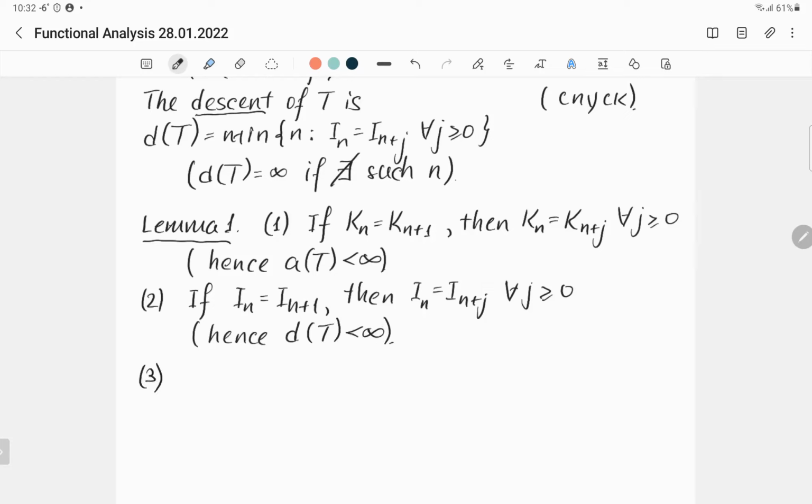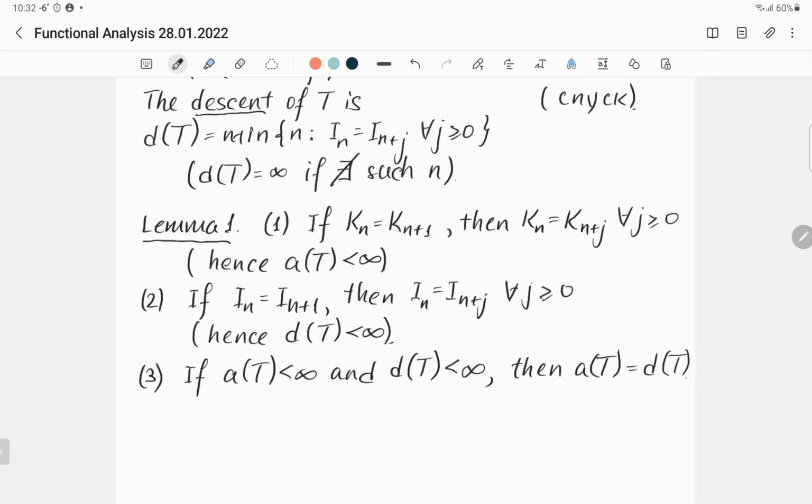And finally, part 3, I claim that if T has a finite ascent and finite descent, then actually the ascent equals the descent. So these numbers are the same if they are finite. It's very easy to construct examples of operators for which the ascent is finite, but the descent is infinite, and the other way around. But if we know that both A of T and D of T are finite, then they are equal.